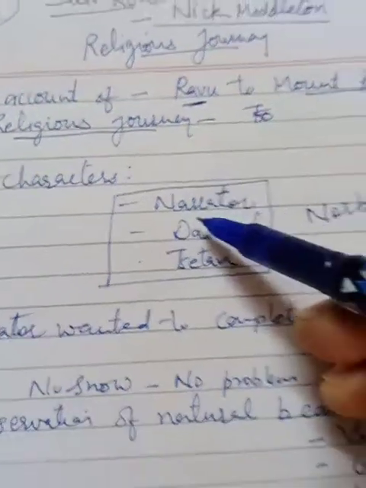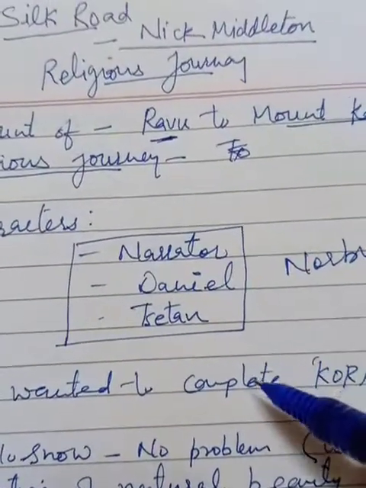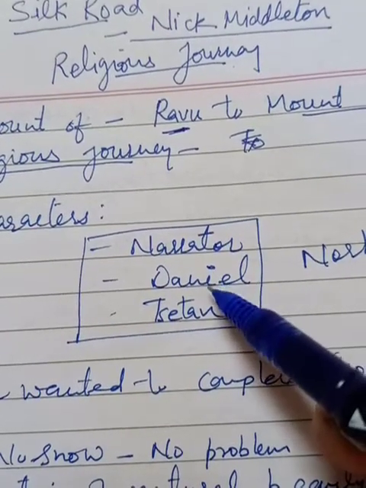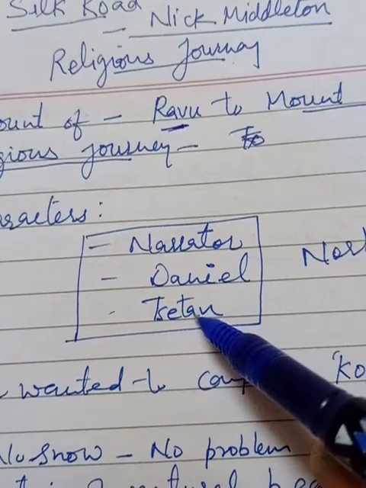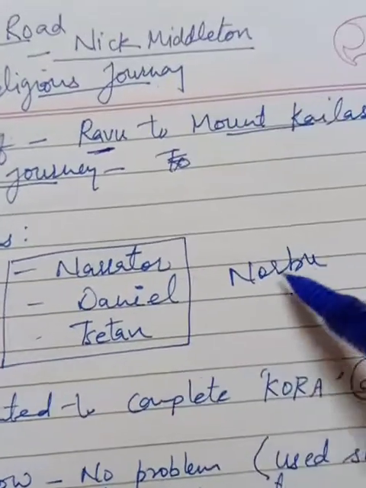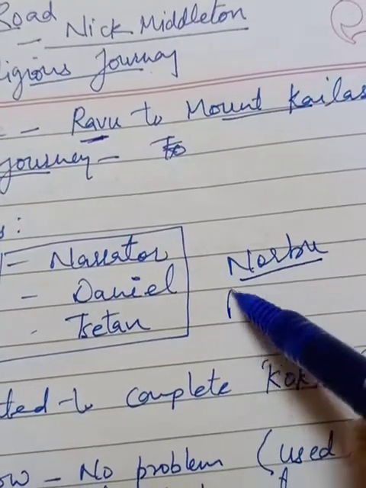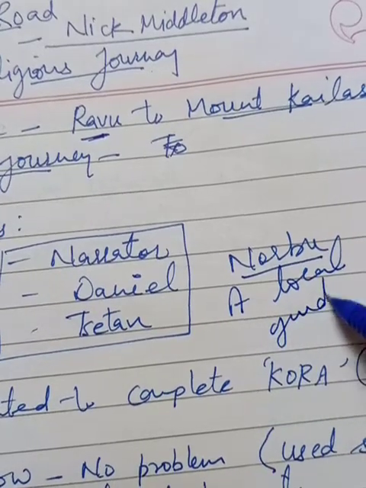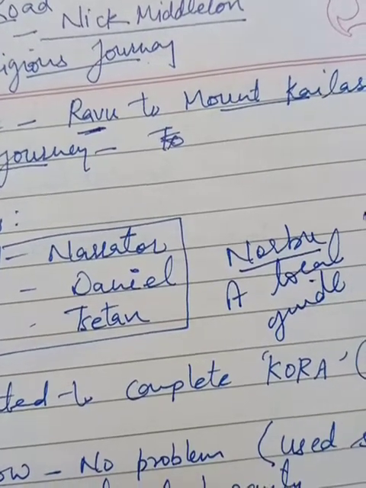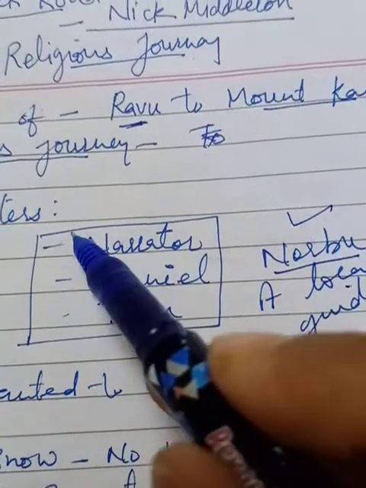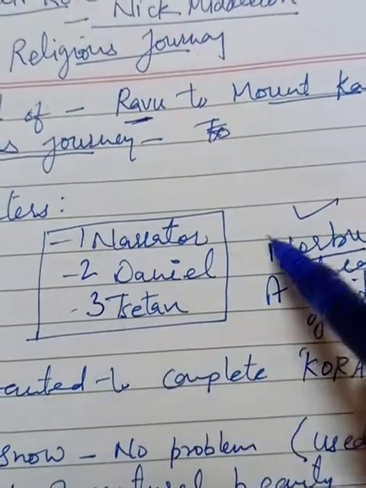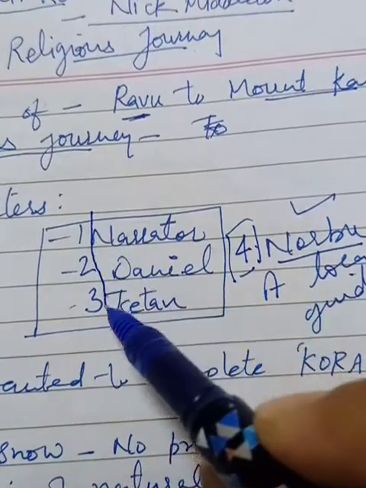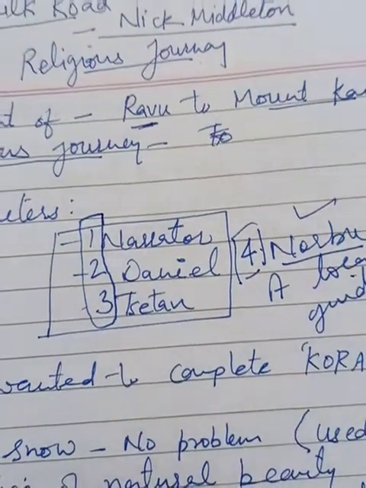So in this one, we have a total of four characters. One, the narrator himself. Second, his friend Daniel. Third is his driver Sitan, and fourth, a local guide, Norbu. So we have four characters in this chapter.